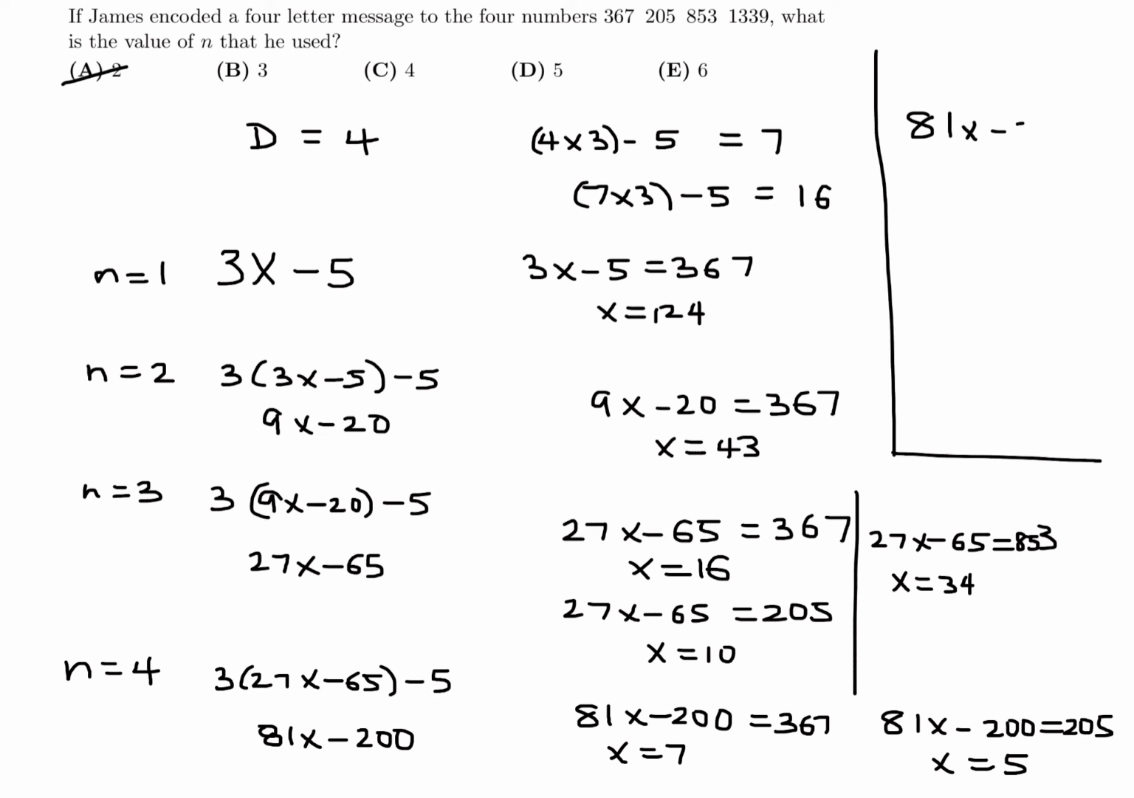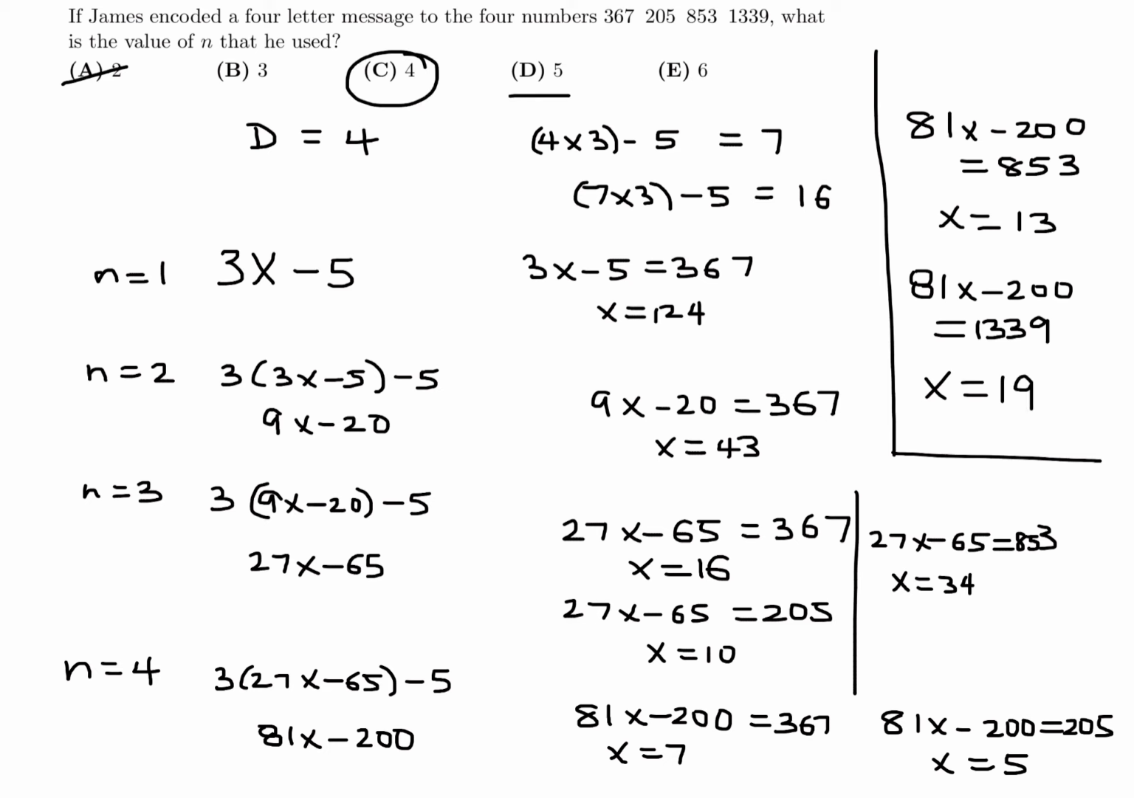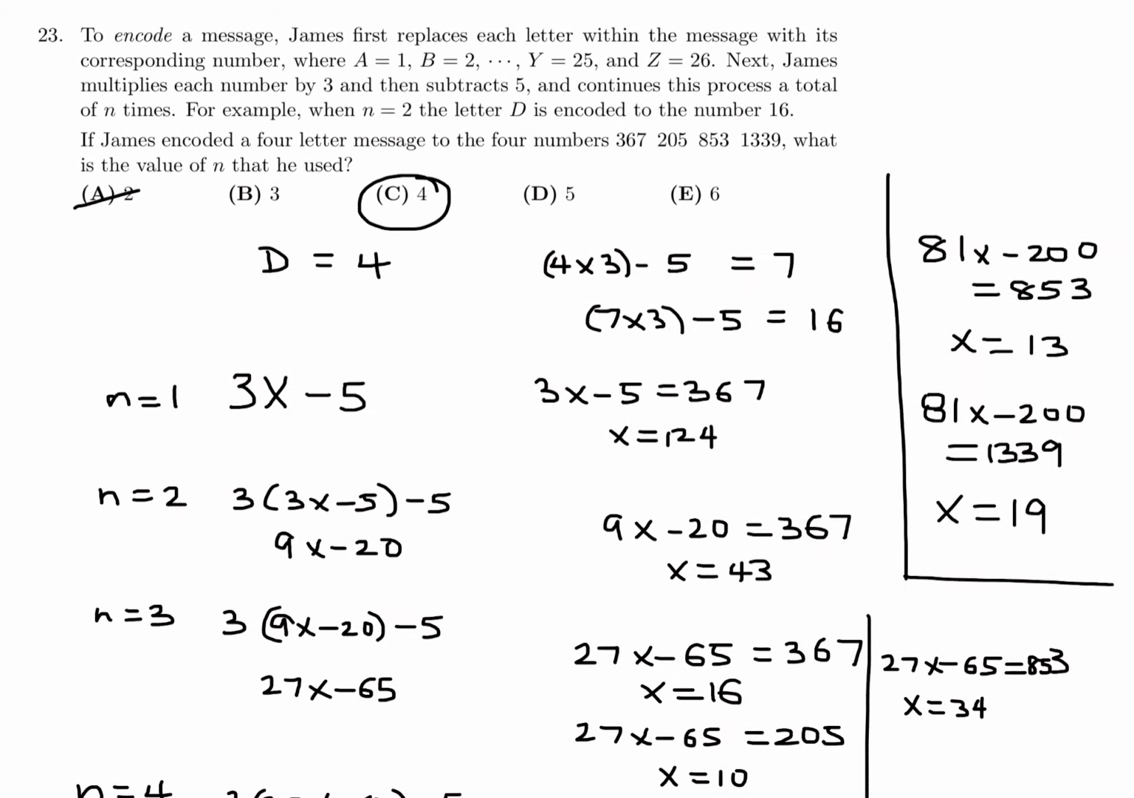Let's do the other two up here. 81x minus 200 is equal to 853. When you do that math, you get x equal to 13. Okay, that's also valid. And then the final one, 81x minus 200 is equal to 1339. When you do that, you get x equal to 19. So it all works out. So the answer is indeed 4. If you went to 5, if you did this process again, my instinct is that you would start getting non-integers, like 3.3 or something like that, for values of x. And obviously, the numbers have to be integers. So number 23, the answer is C.